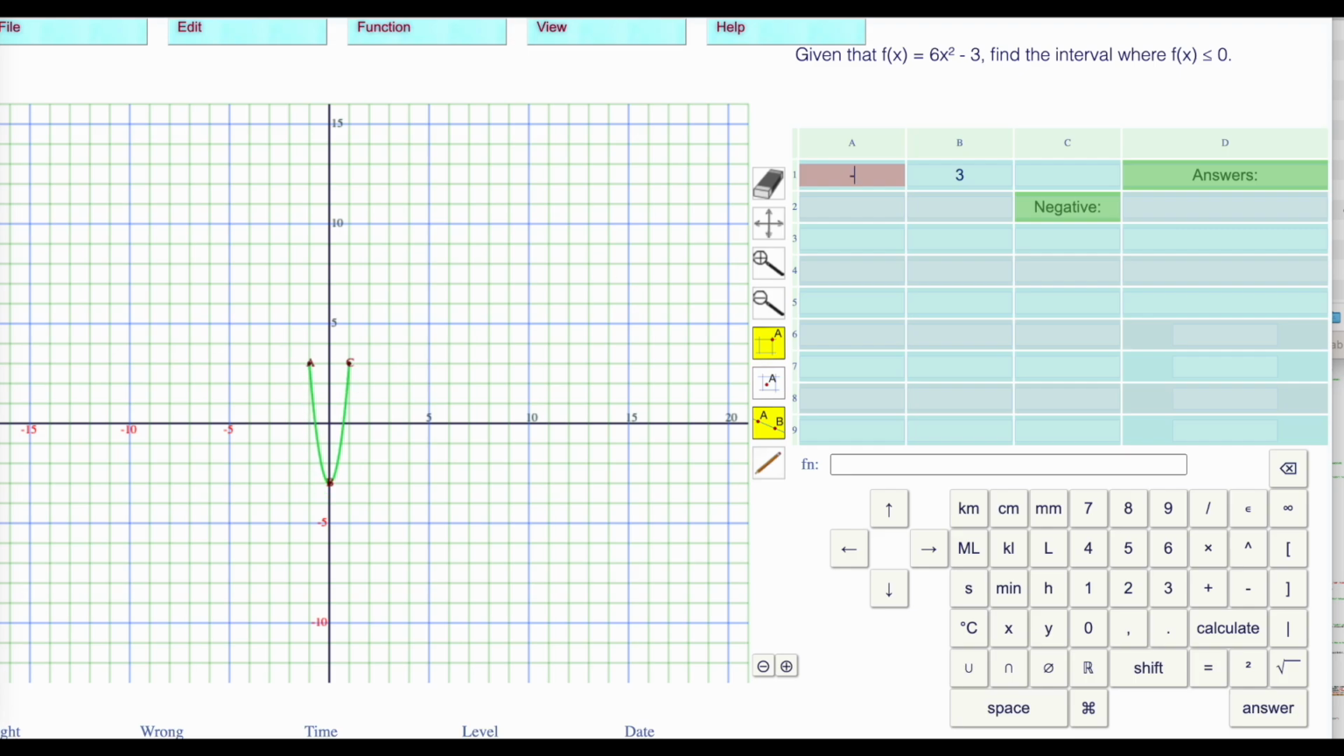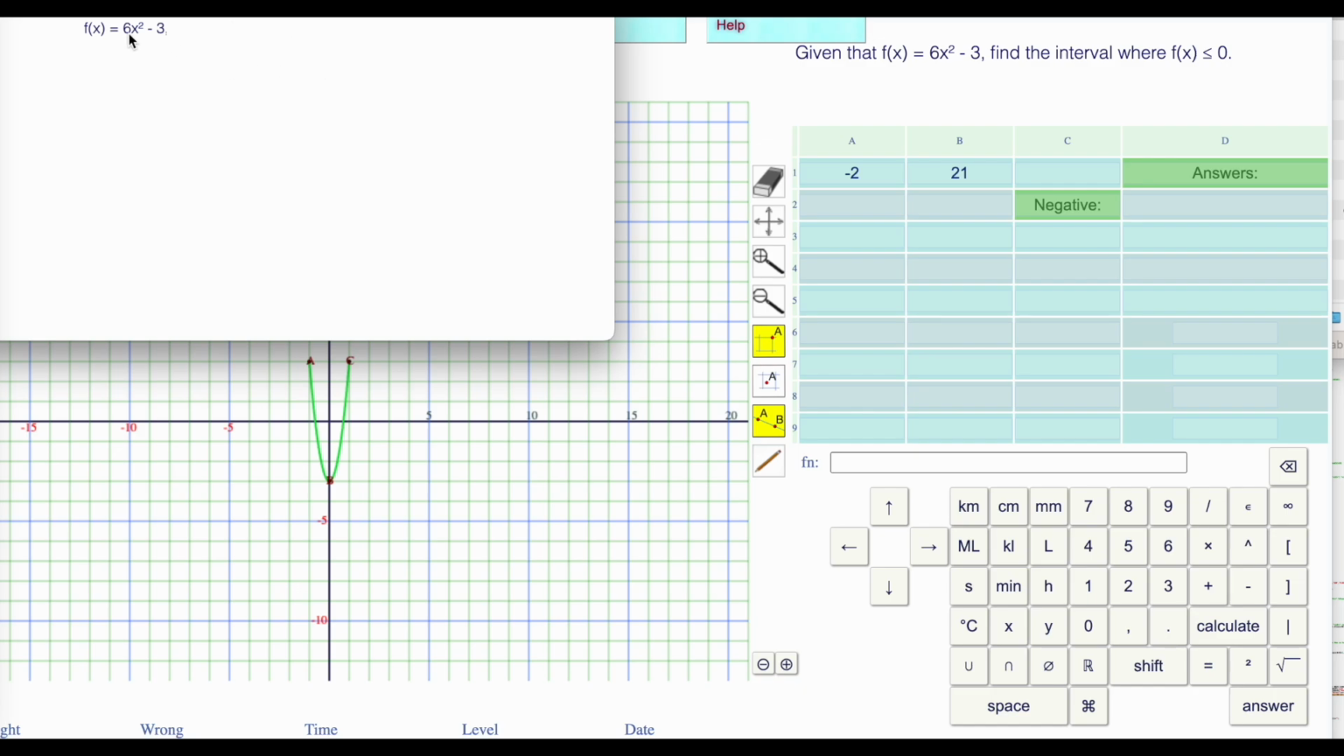Let's put in negative 2. Let's see what that is. 21, so it's way up there. It's opening like that. And they want to know, well, when is it negative? When is it less than 0? So between this 0 and that 0, we need to find the zeros. To find the zeros, I'm going to set the y equal to 0, like that, and then solve for x.